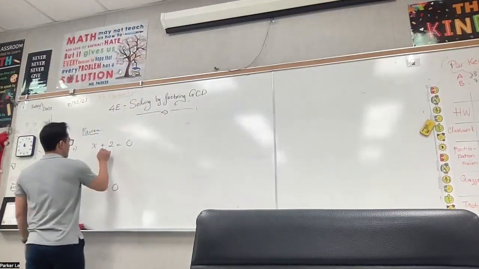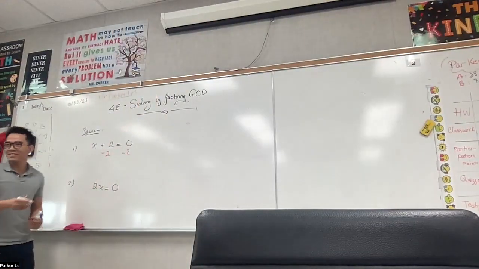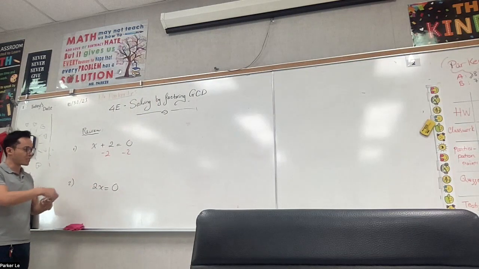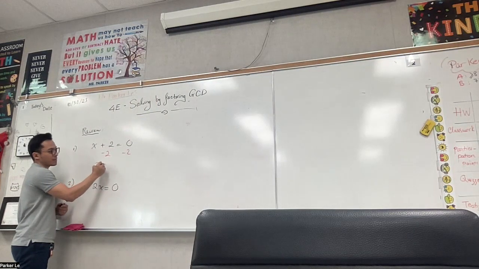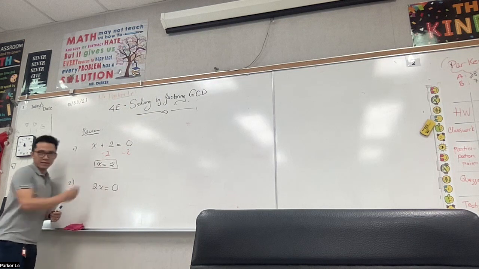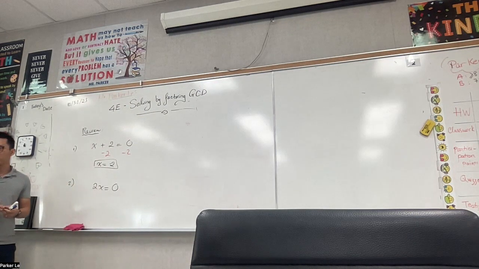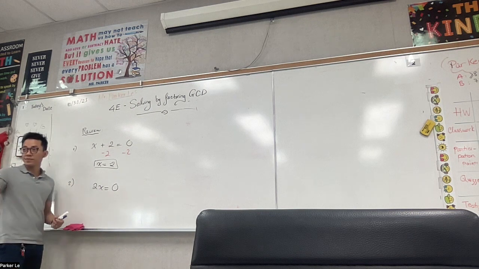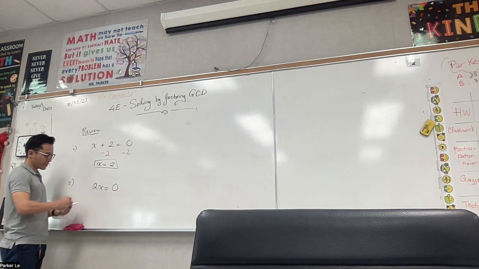Subtract 2. What do you say? X. Oh, cancel. Okay, subtract 2. And then x equal to? And 2. Plus equal to. How about this? 2x equal to 0. Divided by 2.